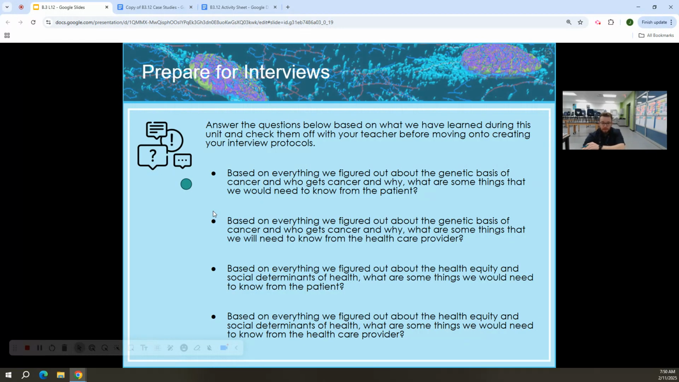Okay. Based on everything we know about the genetic basis of cancer, what are some things that we still need to know, or that we will need to know from the healthcare provider? This is relating more to the cancer treatment side of things. Okay. So think back to those cancer treatments: talking to them about available treatment options, talking to them about the cost of those treatment options, and talking to them about the side effects of those treatment options are all some things we probably need to include.